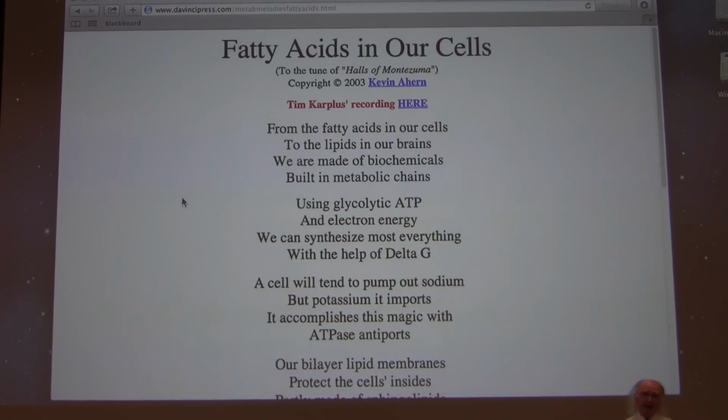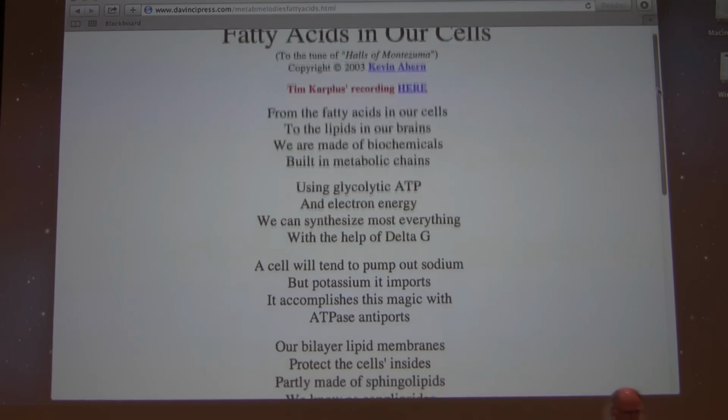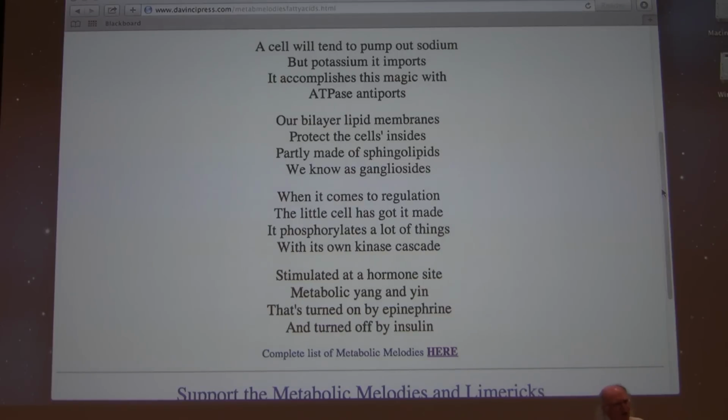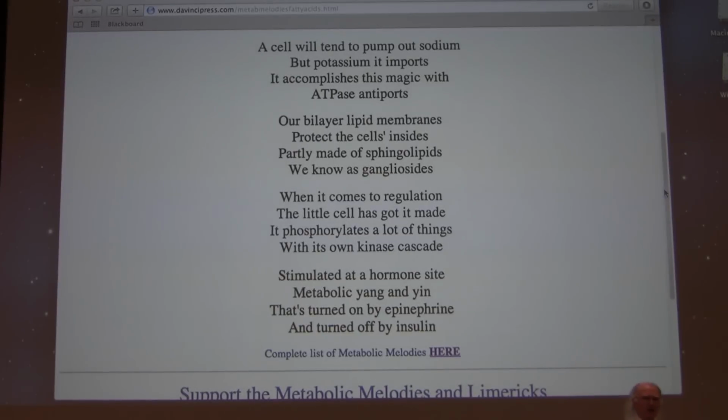From the fatty acids in our cells to the lipids in our brains, we are made of biochemicals built in metabolic chains. Using glycolytic ATP and electron energy, we can synthesize most everything with the help of delta G. A cell will tend to pump out sodium, but potassium it imports. It accomplishes this magic with ATPase antiports. Our bilayer lipid membranes protect the cell's insides. Partly made of sphingolipids we know as gangliosides.